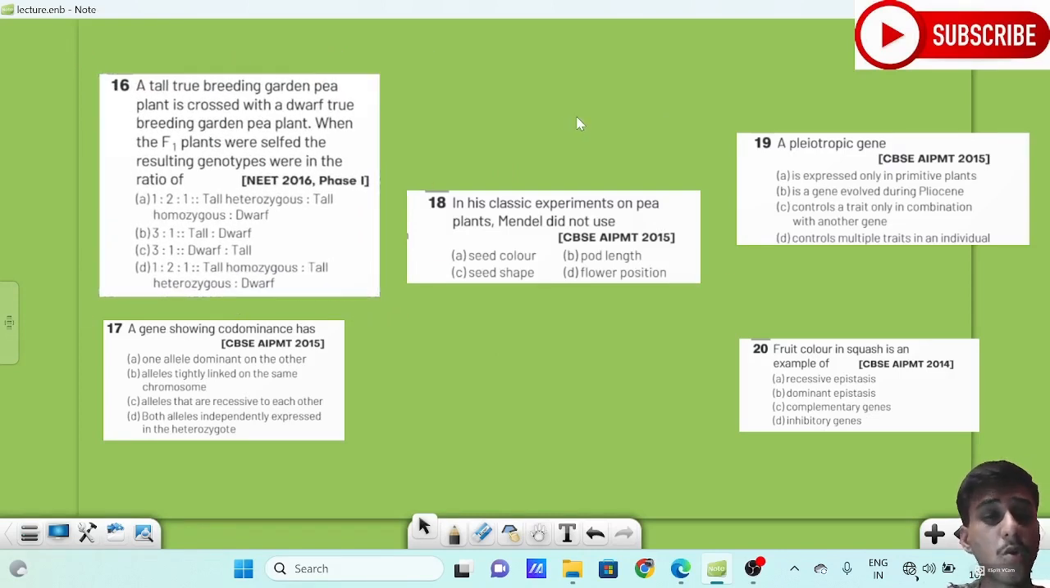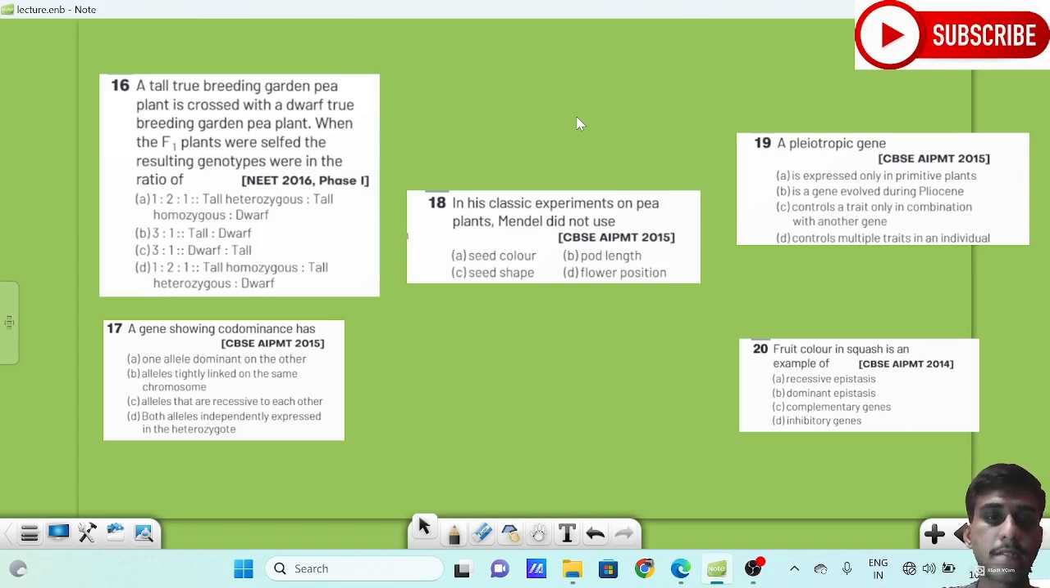A tall, true breeding garden pea plant is crossed with a dwarf true breeding garden pea plant. Yes, a contrasting character, right? Tall and dwarf. Okay, when the F1 plants were selfed, the resulting genotypes were in the ratio. Yes, we know that. The question is asking about Mendel's cross and the F1. We know that in Mendel's cross F1, he found that all the plants were tall, right? If the tall and the dwarf characters were taken, the F1 were all tall.